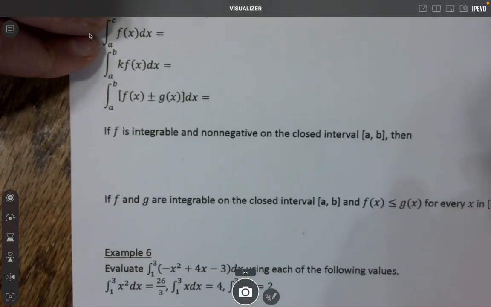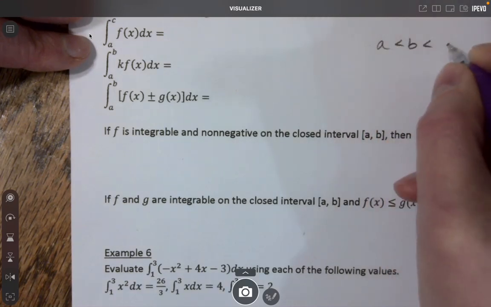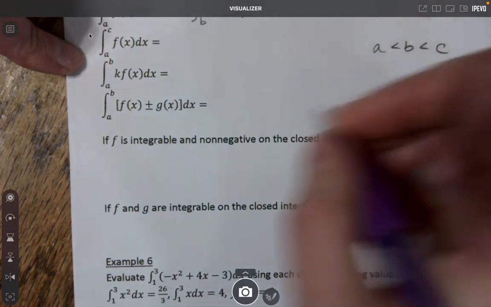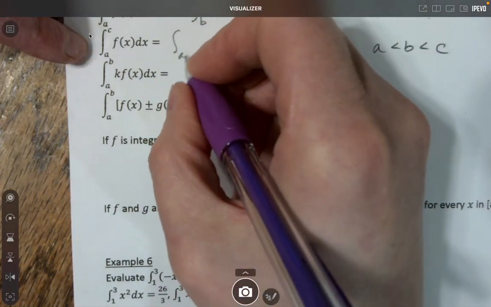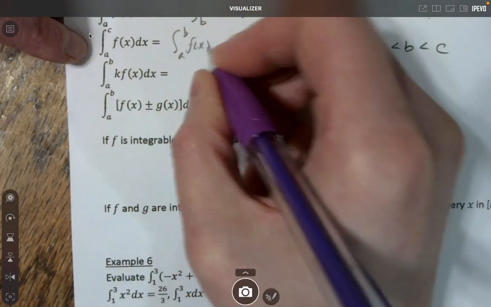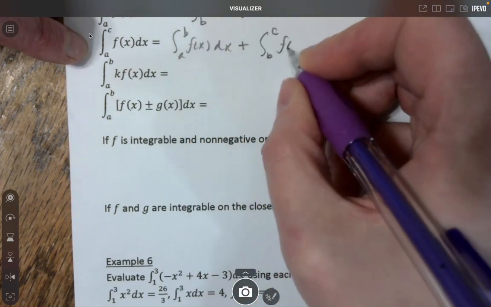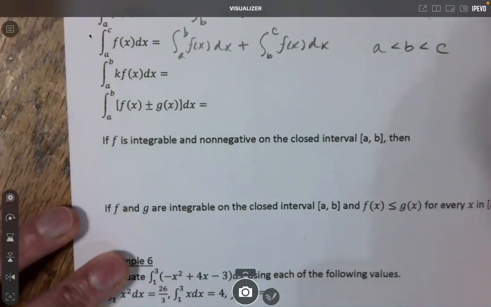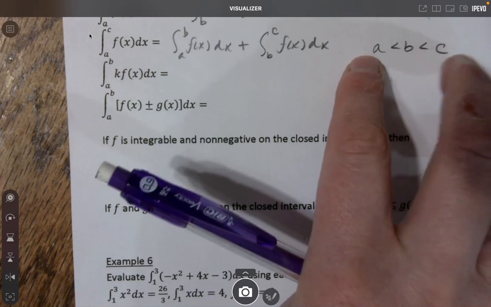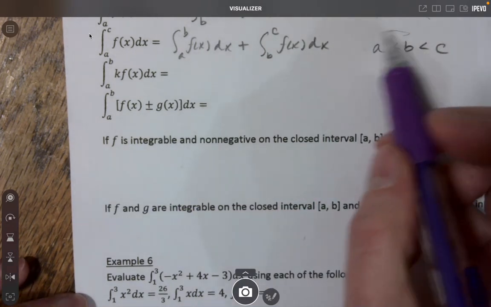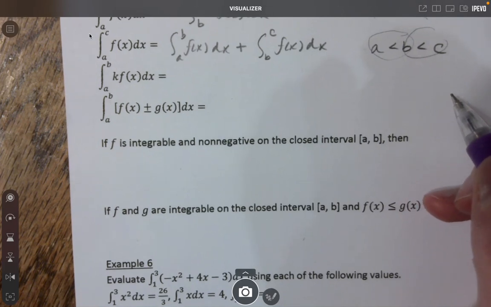From a to c of f of x dx, this is assuming that b is going to be between a and c. Then what I could do is break this into two parts: I could use the integral from a to b of f of x dx, and add the integral from b to c of f of x dx, which kind of makes sense, right? If I'm looking at the area under a curve all the way from a to c, I could find this little part, and this little part, and just add them together. So that's all that we're getting at there.